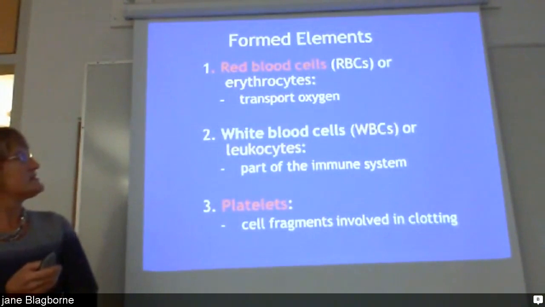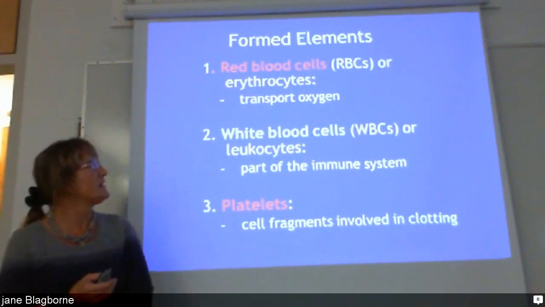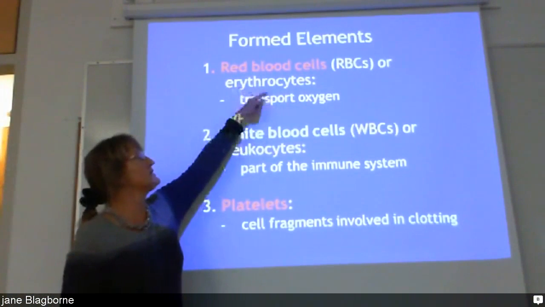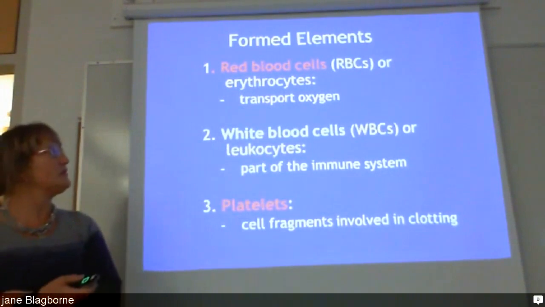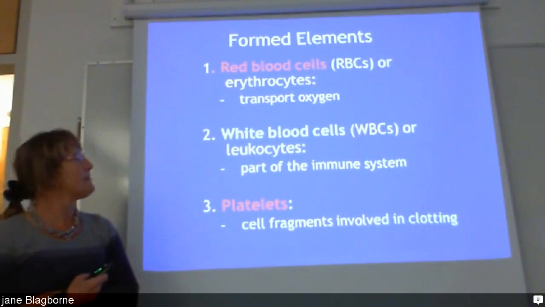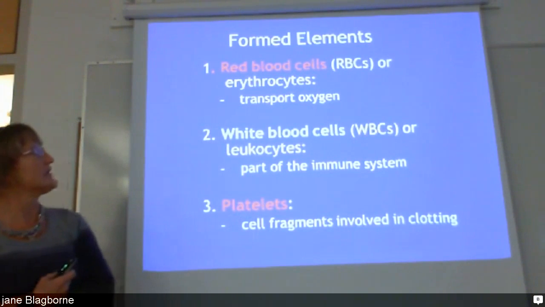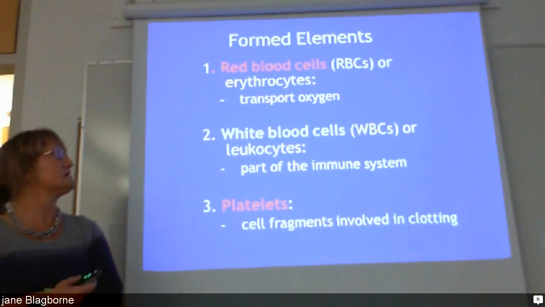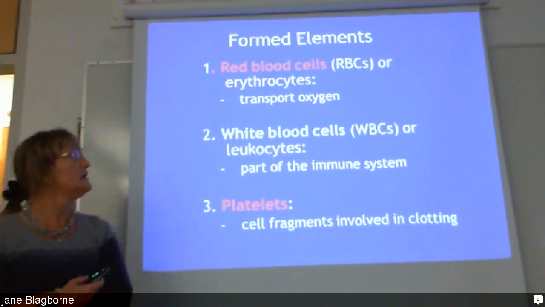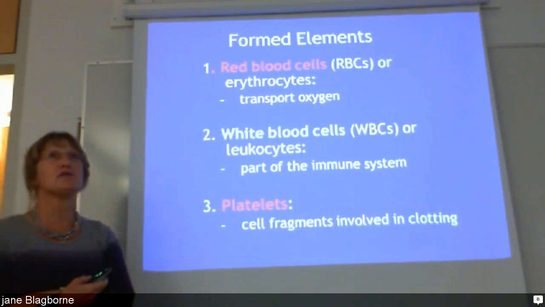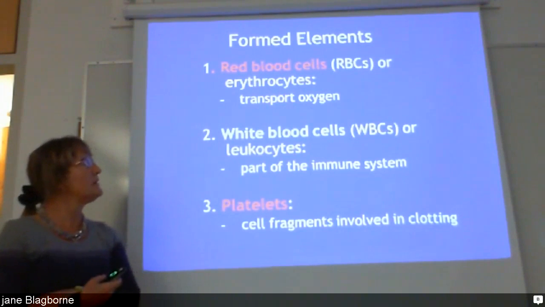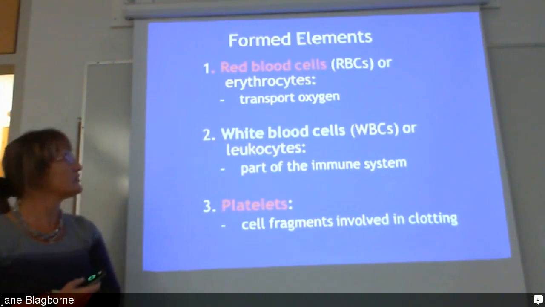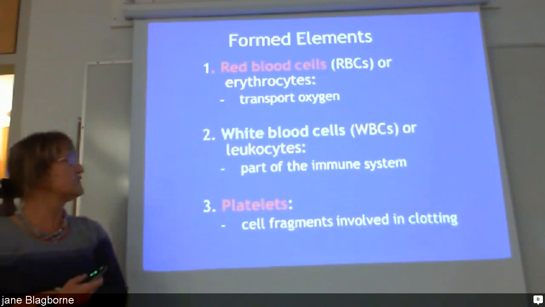So formed elements include the red blood cells, erythrocytes. You're going to see that word fairly often in your practice. You see erythrocyte sedimentation rate, and they refer to the erythrocytes frequently. If you get blood results back from the lab, they will be listed as erythrocytes. So that's the word that it will be using in the future.